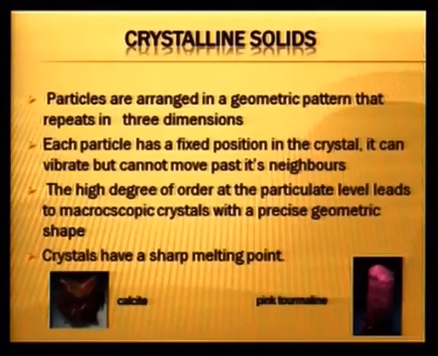Some crystals are shown here also. Pink tourmaline is shown, calcite crystal also has been shown. Crystalline solids have sharp melting points. Then come to amorphous solids. We can see the properties of amorphous solids.